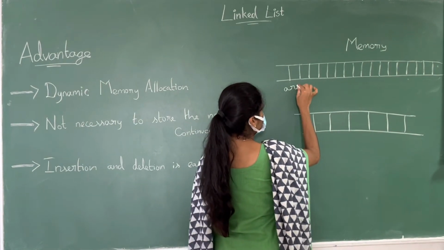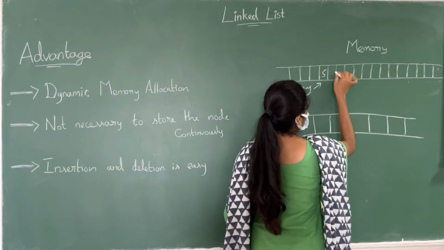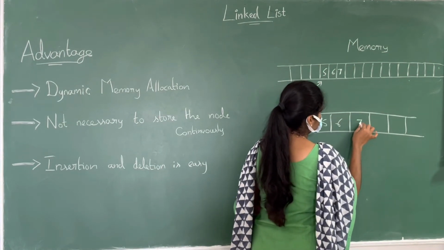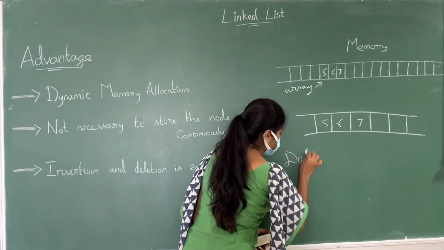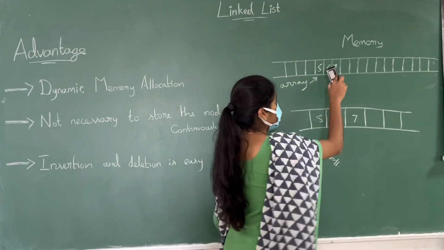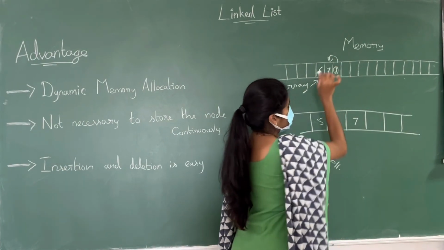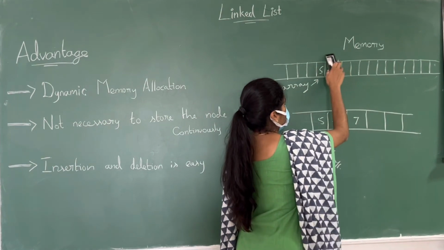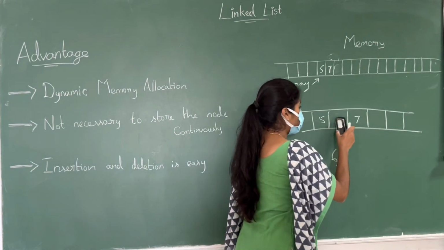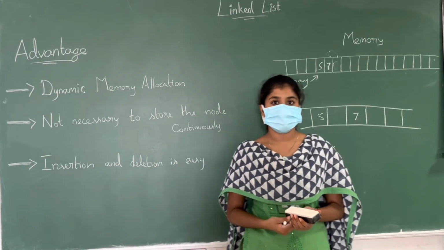Let us assume this is an array memory, 5, 6, 7, and this is for linked list. We are going to delete element 6. In an array, if we delete element 6, then this element 7 has to be moved one cell before. But if we delete element 6 in a linked list, it is not necessary to move this element 7 one cell before. These are the advantages of linked list.